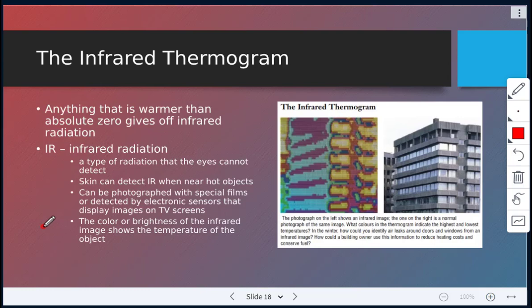So here we have an image on the left. This image is showing an IR image, and the one on the right is just the normal picture of the same image. All right, so we can see different colors here. And this would be useful, for example, in the winter, you could find where maybe air is leaking around doors and windows. You can use the infrared image. All right, and that way you can reduce heating costs and conserve fuel.